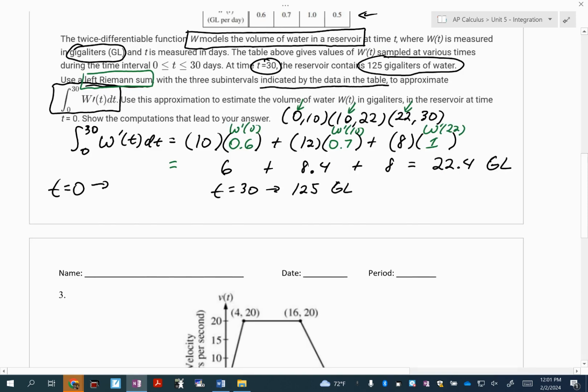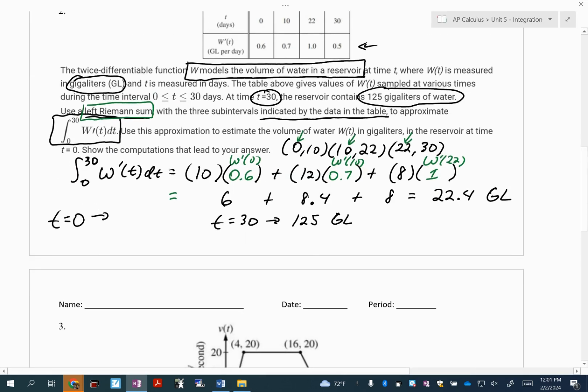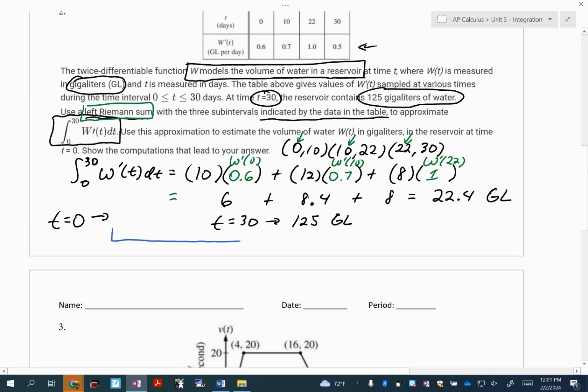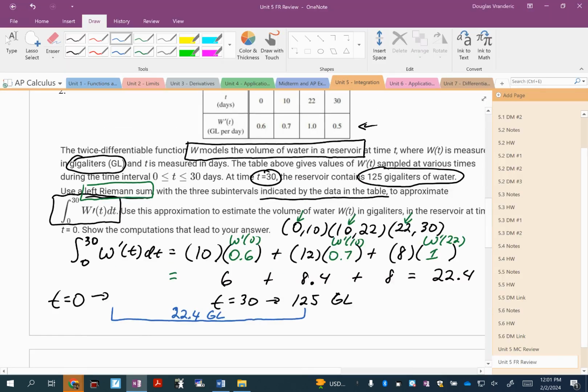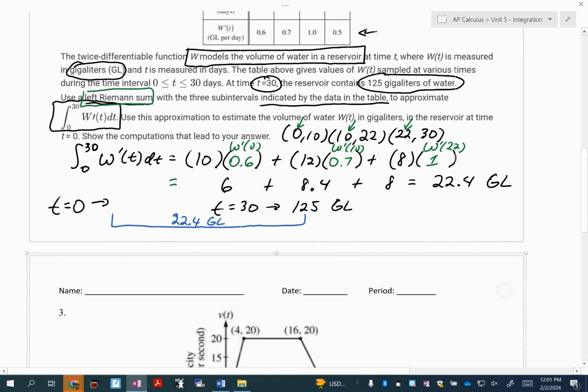But what we just found in our work was over this time, I'll use blue for the water, from t equals 0 to t equals 30, we have increased the amount of water in the reservoir by 22.4 gigaliters. So if we need to find our initial value of volume of water in the reservoir, all I need to do is subtract 125 gigaliters minus 22.4, right? That's the amount that has been changed over that time. And that would give me my starting amount right here.